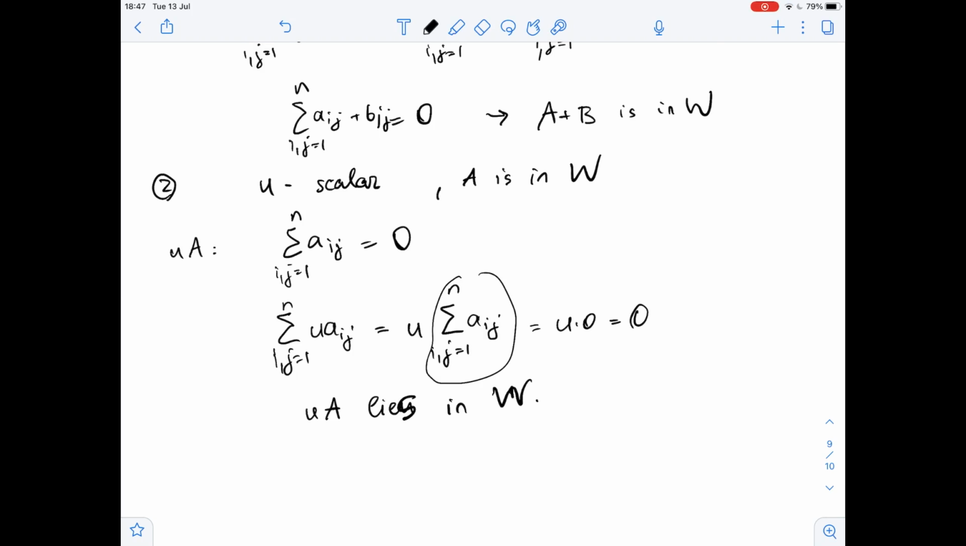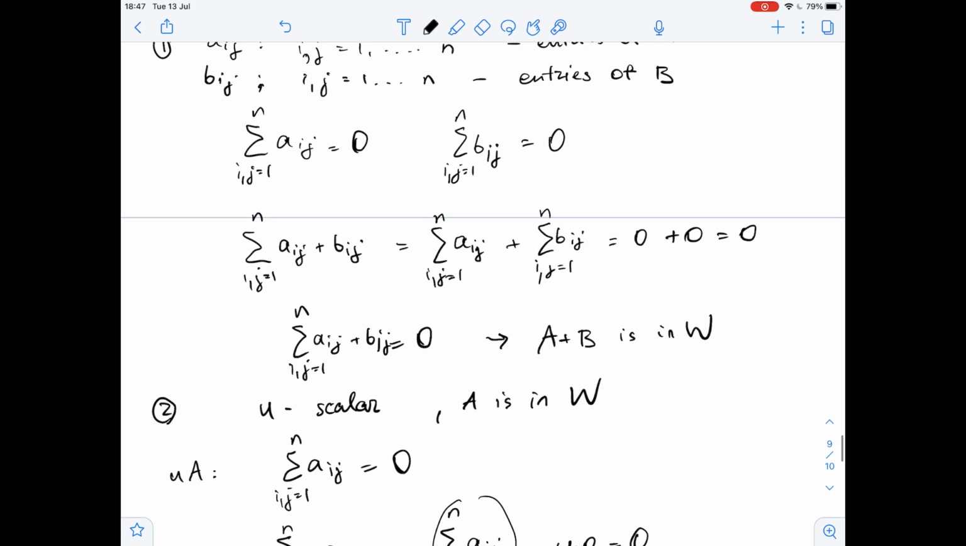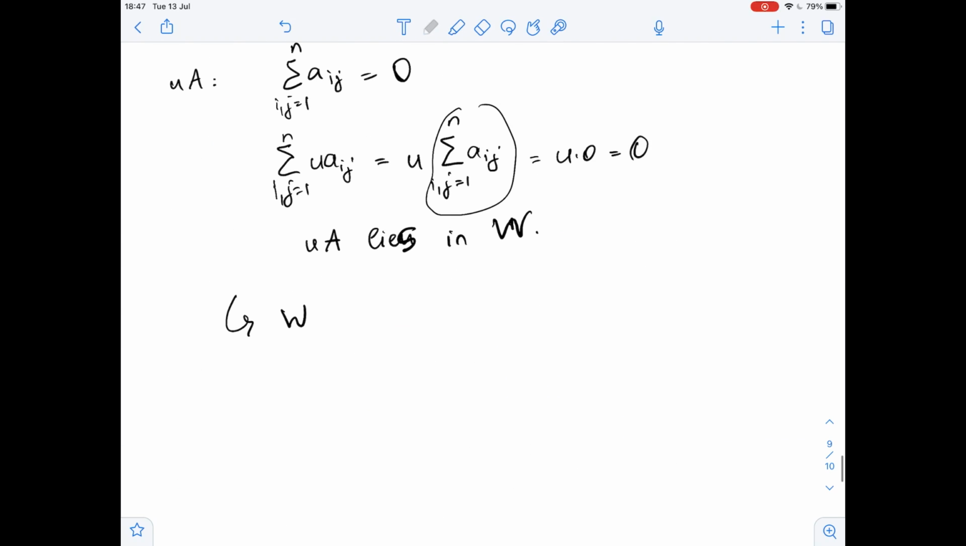So we have proven that both of these properties hold. That means that W is a subspace of M_n(R). And the set of all n by n matrices whose entries sum to 0 is a subspace of M_n(R).